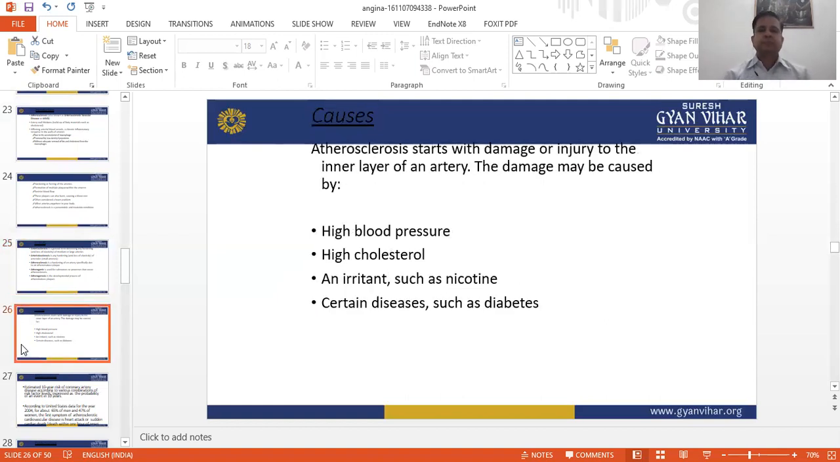Causes: atherosclerosis starts with damage or injury to the inner layer of an artery. The damage may be caused by high blood pressure, high cholesterol, an irritant such as nicotine, or certain diseases such as diabetes.